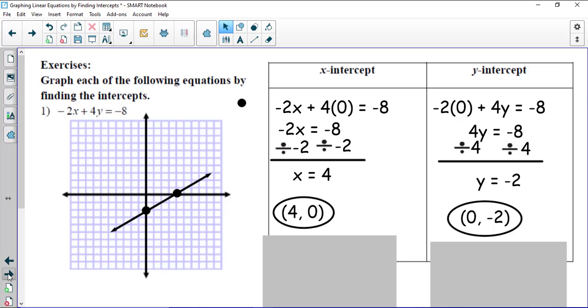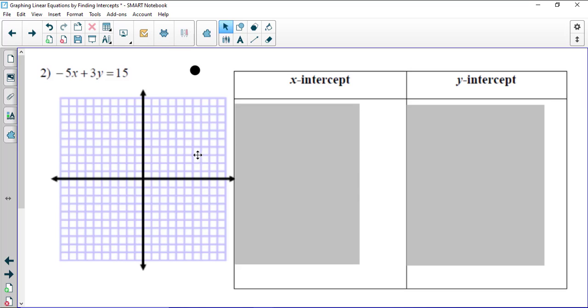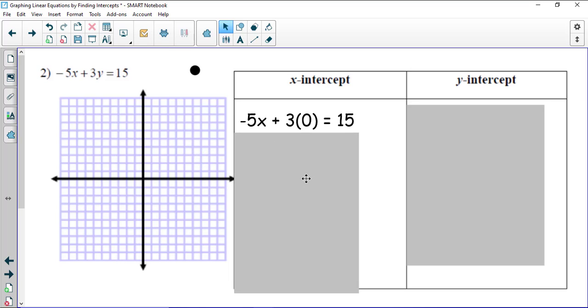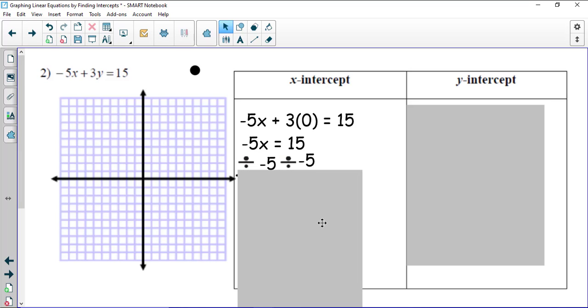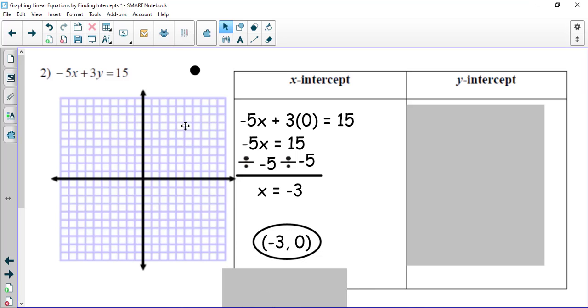So taking a look at question number 2, we have -5x plus 3y equals 15. To find the x-intercept, we're going to replace y with 0. So we have -5x plus 3 times 0 equals 15. That's going to get us -5x equals 15. We solve that by dividing both sides by -5, and that's going to get us x equals -3. So our x-intercept is going to be -3, 0.